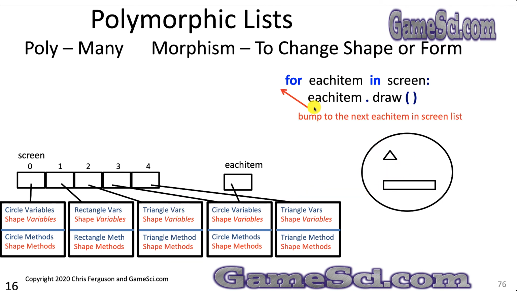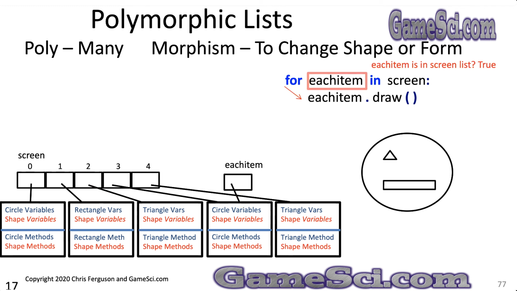Hit the end of the for loop, bump back up, and set each item to the next item in the list. And you can see each item, like a true polymorph, is morphing between the different types. It started as a circle, then it morphed to a rectangle, then it morphed to a triangle, and now it has morphed to a circle again. Each item is definitely still in the list, so this is a true statement. We're still in the list.